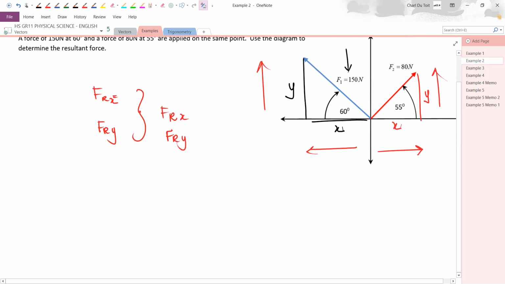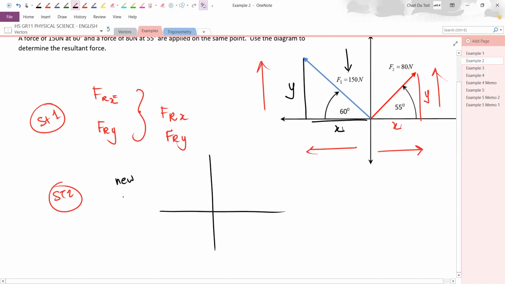Now, the difficult part. This is step 1. Step 2 is Pythagoras. No, it's not. What is step 2? It's drawing that new diagram. Isn't that step 3? Yeah, sorry, I did step 1 and 2. This is step 2, getting the resultant x and the resultant y. Step 3 is a new diagram.